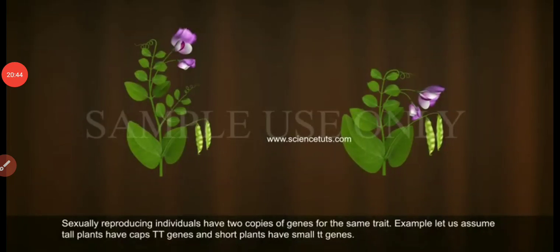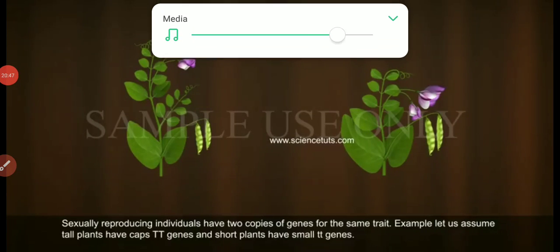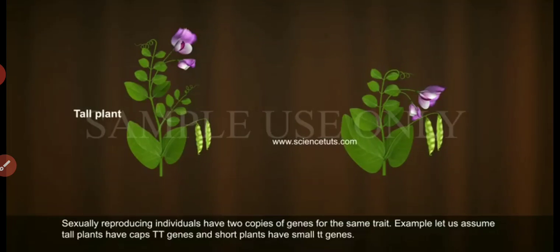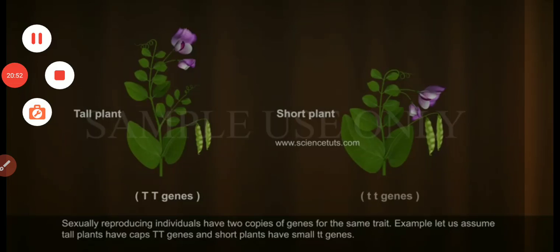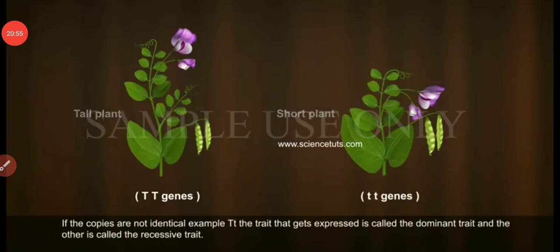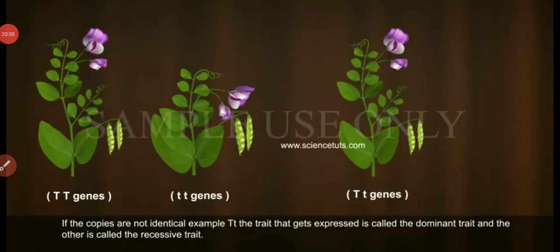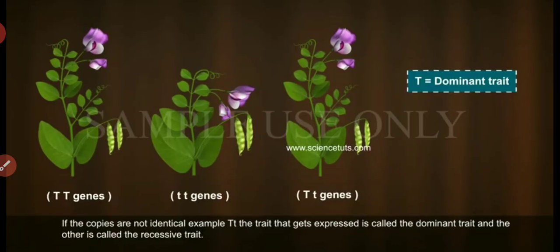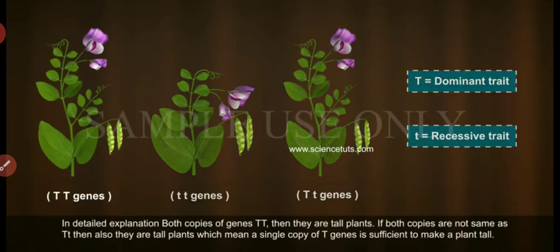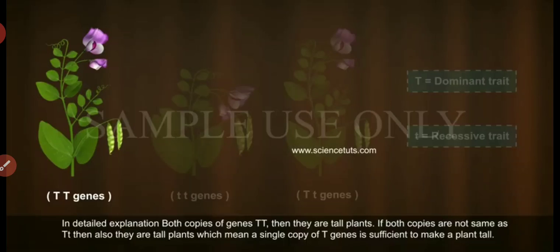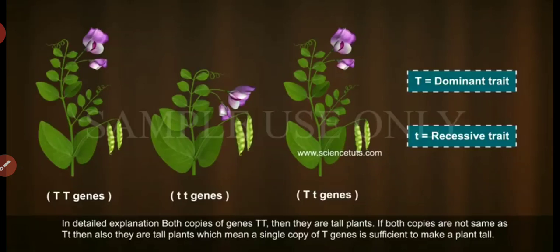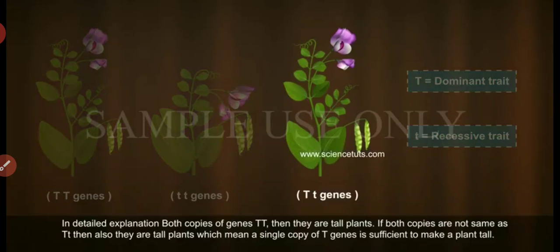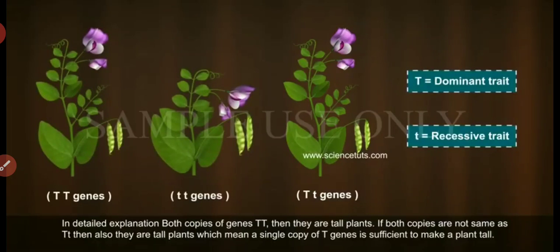Sexually reproducing individuals have two copies of genes for the same trait. For example, let us assume tall plants have capital TT genes and short plants have small tt genes. If the copies are not identical, for example capital T small t, the trait that gets expressed is called the dominant trait and the other trait is called the recessive trait. In detailed explanation, if both copies of genes are capital TT, they are tall plants. If the copies are not the same, capital T small t, they are also tall plants, which means a single copy of the capital T gene is sufficient to make a plant tall.